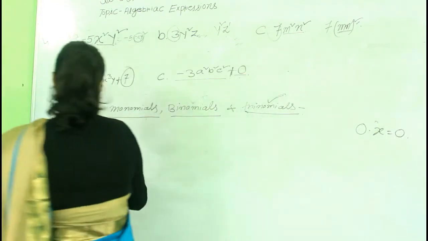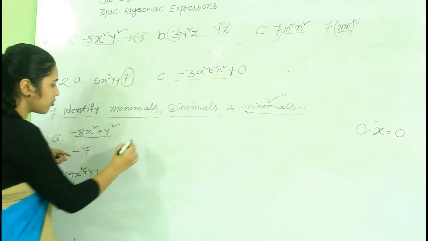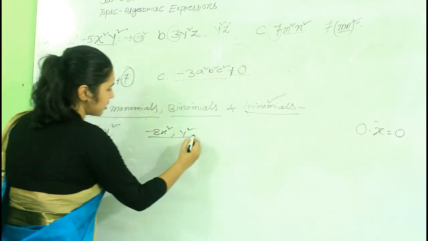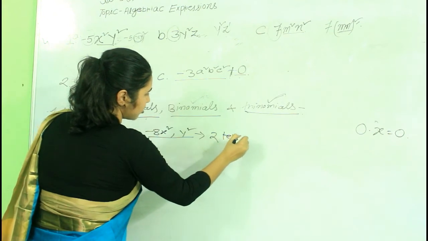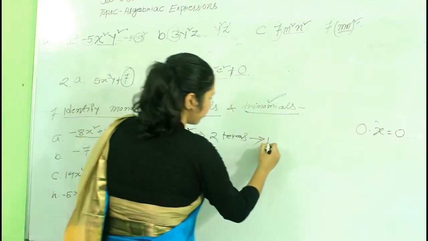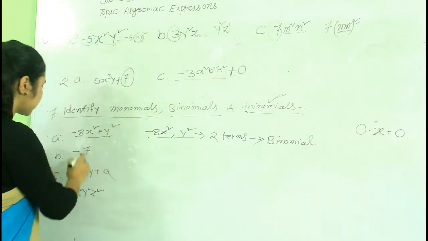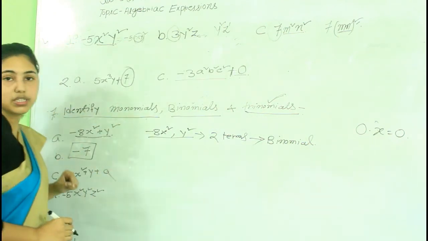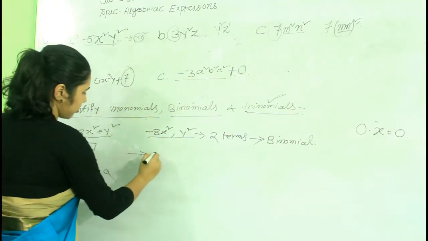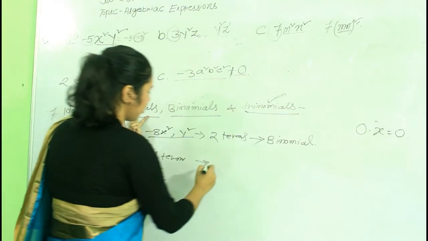Now here, in this expression, we have two terms, right? Minus 8x square and y square, which means two terms. So this is it. We can call this expression a binomial. Next, minus 7 only, which means the constant term, only the constant term, minus 7. So again, one term, so we can call it a monomial.